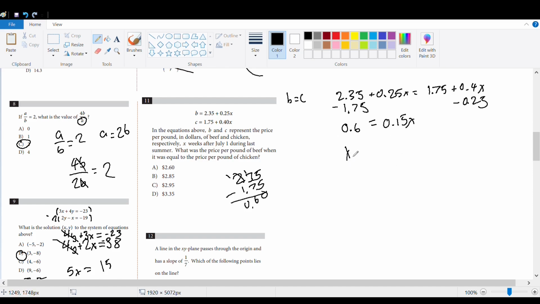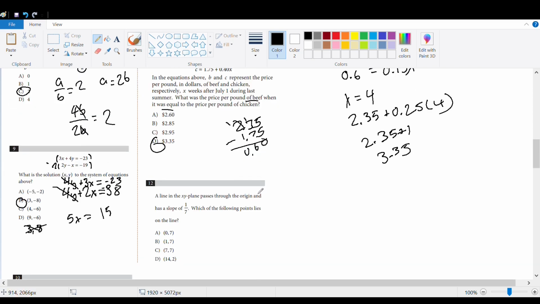And so, x equals 4. And if we want to find out the price per pound of beef, we plug it into the beef equation here. So make sure to read the entire question carefully so we don't plug it into the wrong equation. So here we get 2.35 plus 0.25 times 4, which is 2.35 plus 1, which is 3.35. So 11 is D.